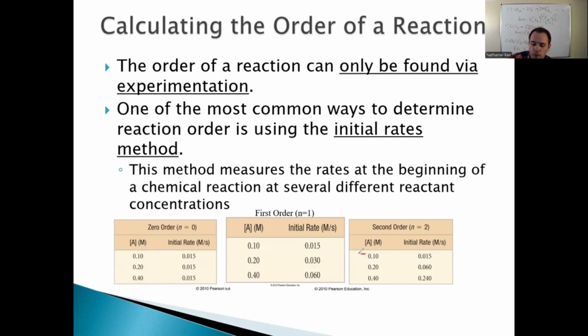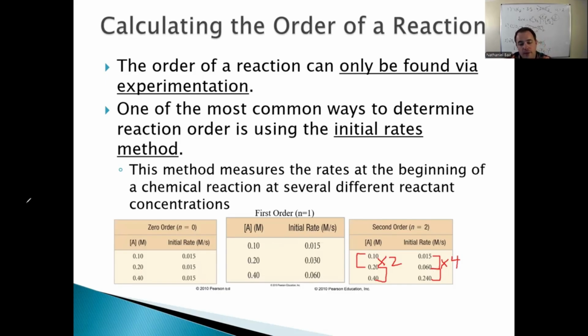What if something's second order? Well, now when I double the concentration, I have quadrupled the rate, right? I go from 0.1 to 0.2, that's double. And here I go from 0.015 to 0.06, that's quadruple, right? So I multiplied that by 2, and then the rate got multiplied by 4. And then what happens? Well, if I double that concentration again, I go from 0.06 to 0.24, I quadruple the rate again. So something that's second order, whatever you do to the concentration, you have an exponential increase in the rate. It's whatever you do to the concentration squared that's going to happen to the rate.